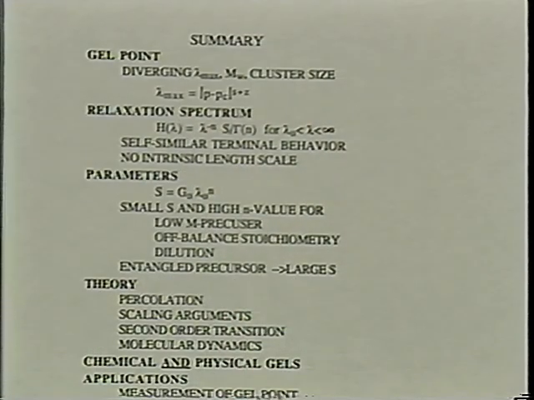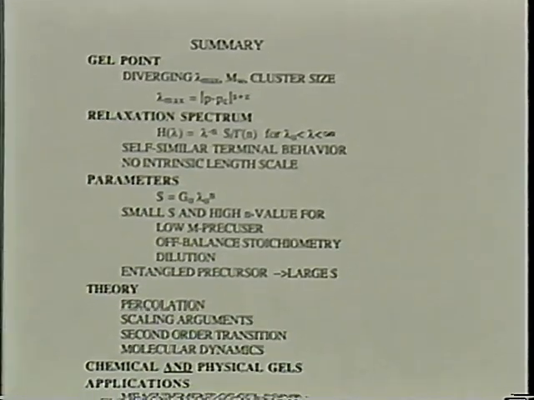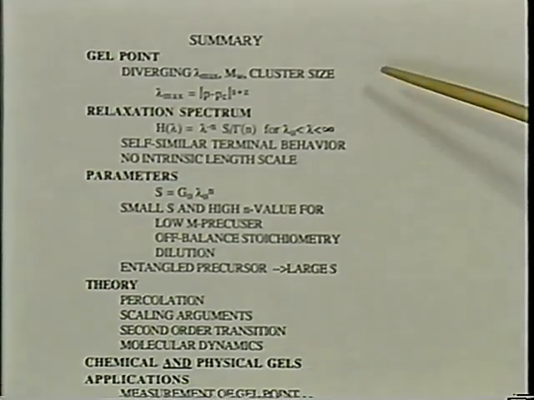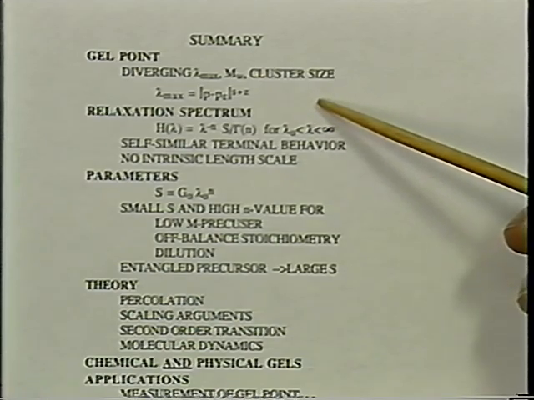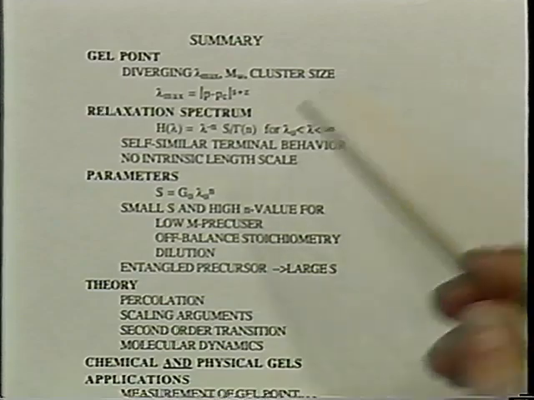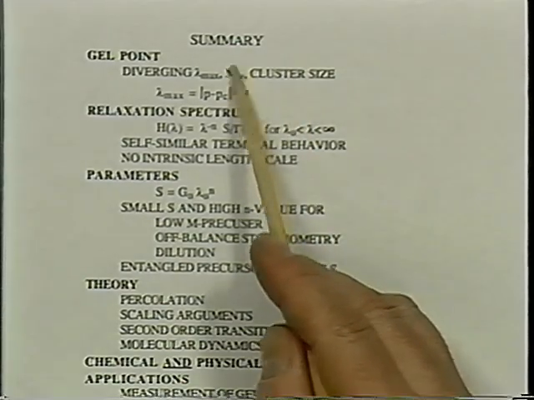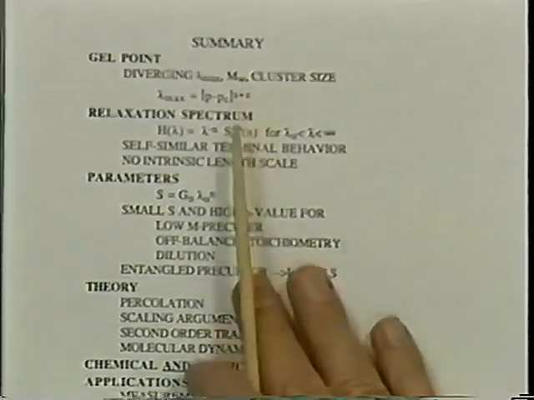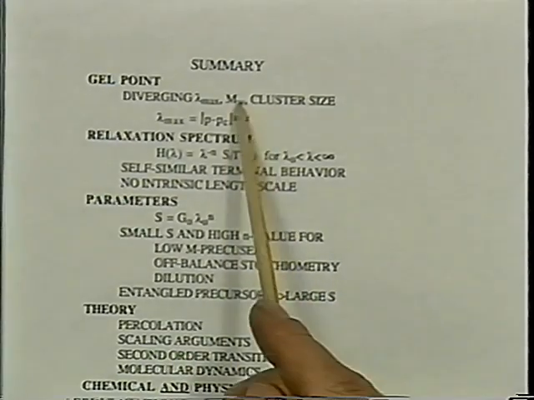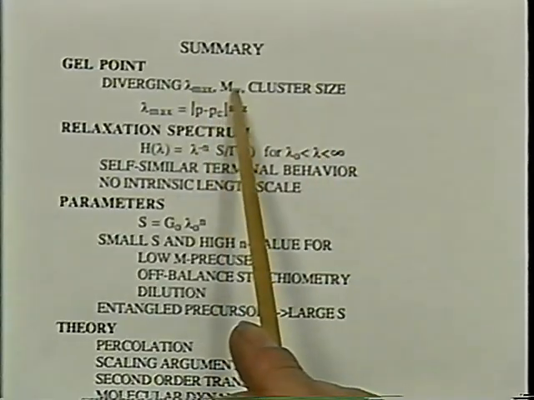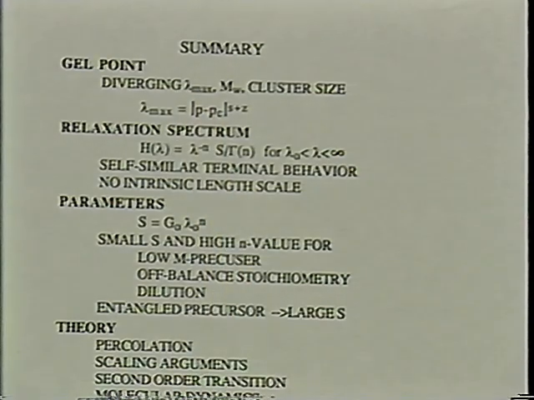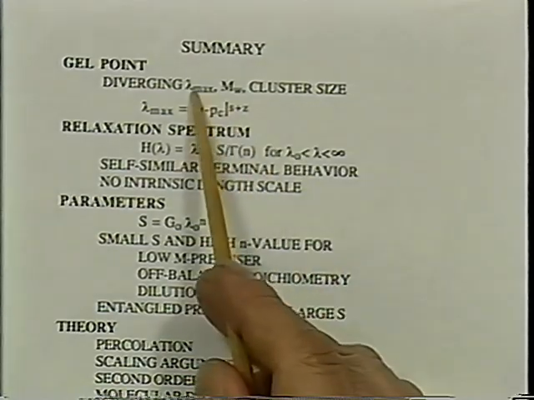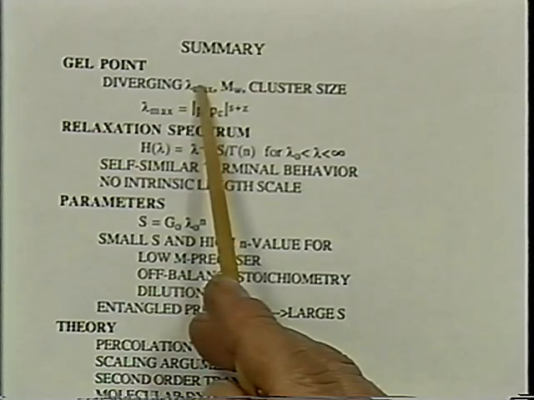So here I brought a summary of the different subjects which we discussed on the chemical gels. First, the gel point was characterized by a diverging largest molecular weight, largest cluster size, and with that, the longest relaxation time is diverging. So, see, the biggest molecule which still can relax is going to be of infinite size near the gel point. Therefore, it has an infinite relaxation time.